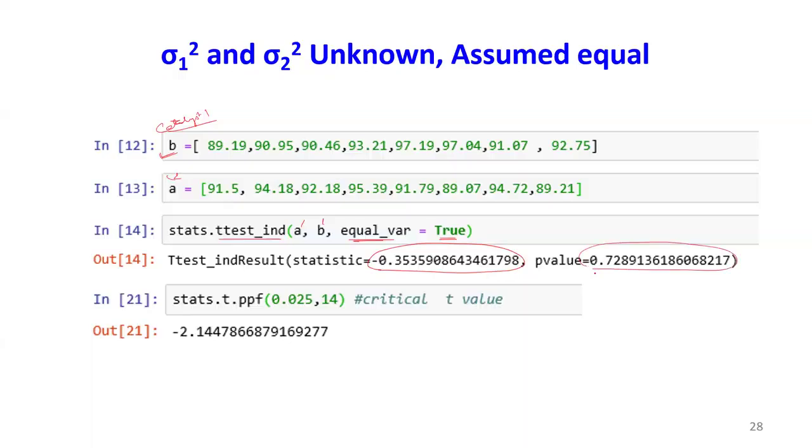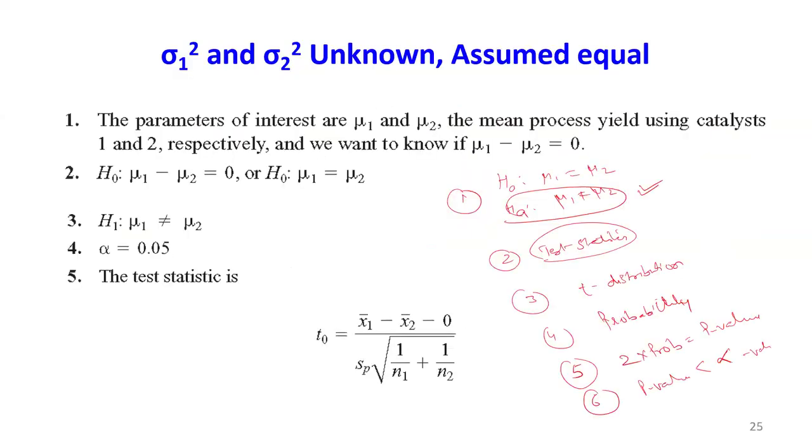So this p-value you can directly compare with the alpha value. Here your p-value is greater than your alpha value. So here the alpha value is 0.05, right? So this value is greater than 0.05. So if it is greater, then we have to go with the null hypothesis. And what is our null hypothesis? The null hypothesis says that the mean yield of the population is equal. So that means the yield coming out from catalyst 1 and catalyst 2, on an average, they are equal.